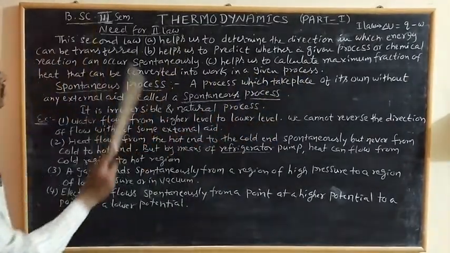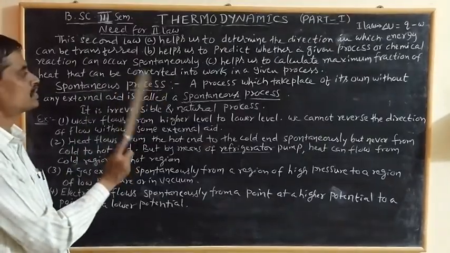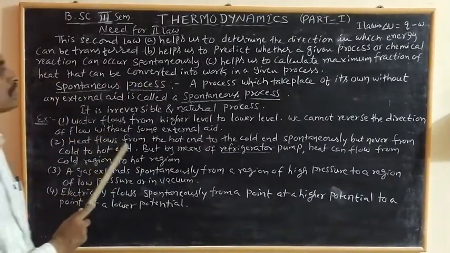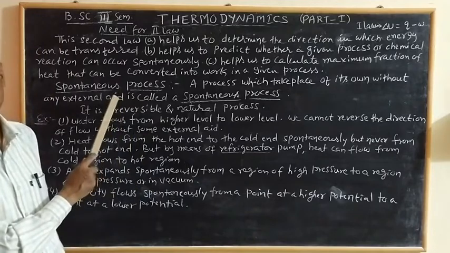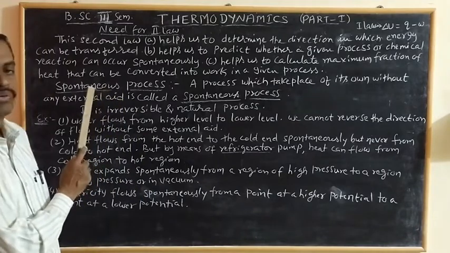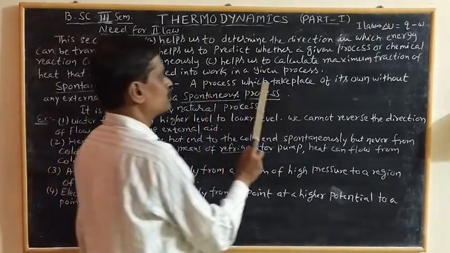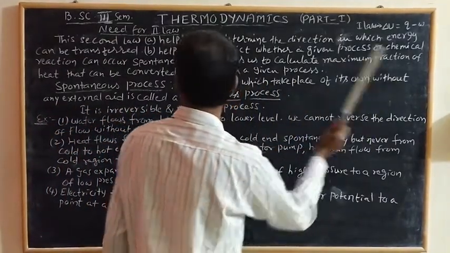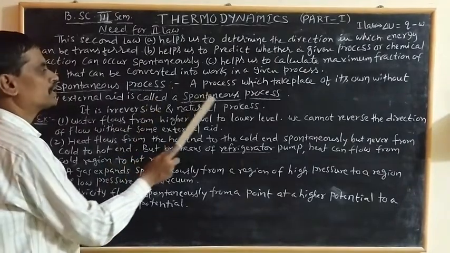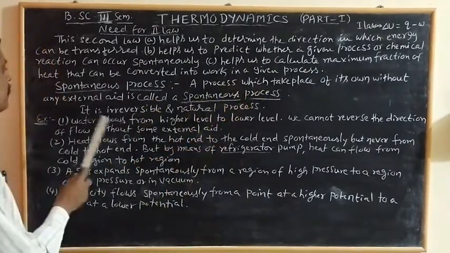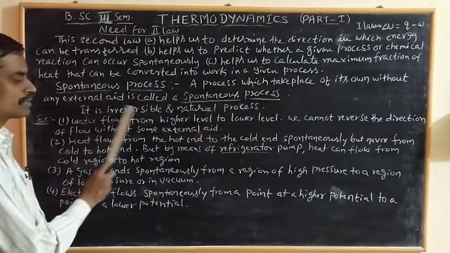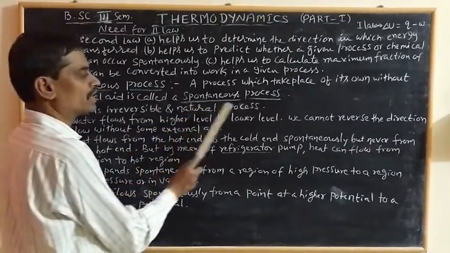To explain this, first we have to study the spontaneous process. What is a spontaneous process? They will ask this question in the examination, usually for 2 marks: what is a spontaneous process, and give an example. A process which takes place of its own without an external aid is called a spontaneous process. This spontaneous process is irreversible and is a natural process.